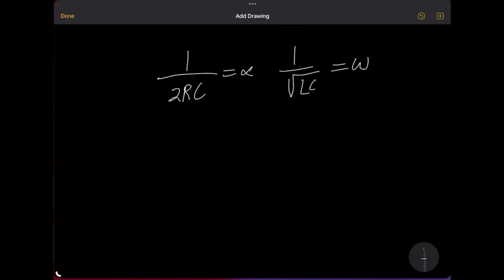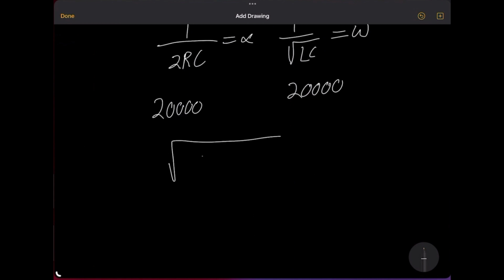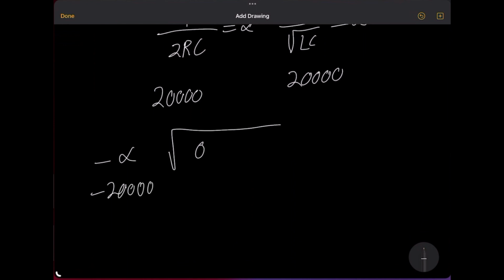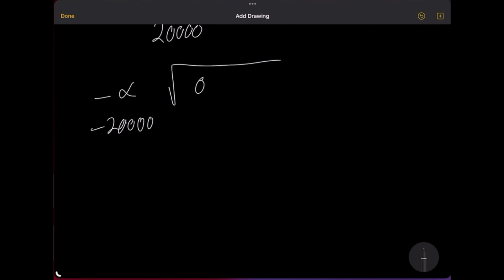20,000. And the square root of L, 0.250, times 10 raised to the negative ninth. Oh, they're both the same. This is another case that we're getting here. Since the term under the radical comes to 0, all we're left with is negative alpha, which is negative 20,000. When they are equal, this is called, I forgot the name, not critically damped. No, this might be critically damped.